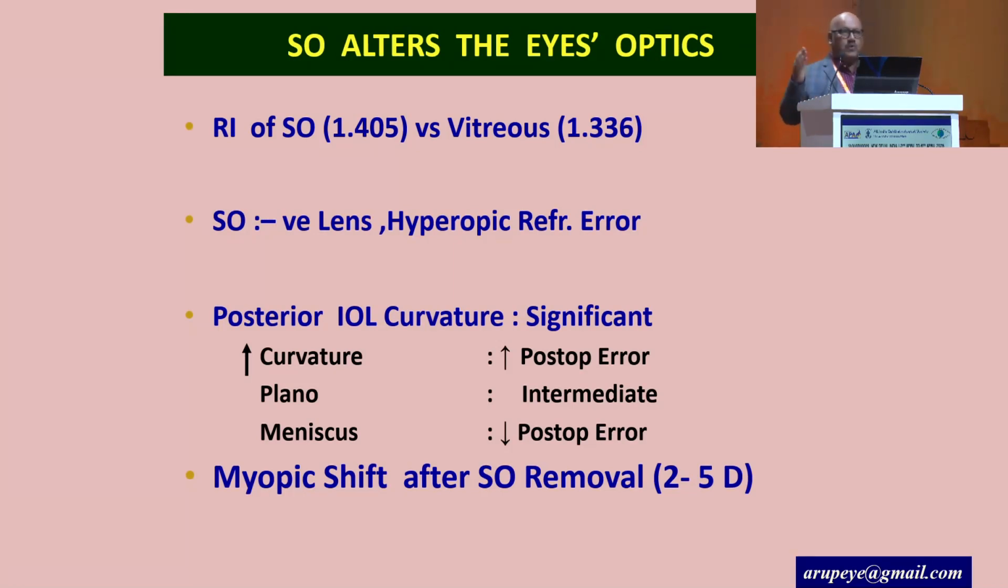If you have silicone oil in the posterior segment and you don't plan to remove the silicone oil in the near future, because silicone oil has a different refractive index, it always results in a hyperopic refractive error, and this is accentuated depending on the lens shape factor. So if you have a more curved posterior surface of the lens, the postoperative error will be more, and it will be less if you have a plano posterior convex lens, which I think is not available in the foldable lens format today, and a meniscus lens would be the best.